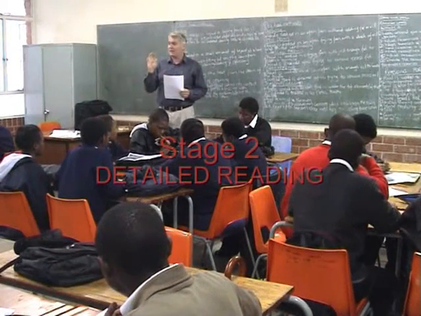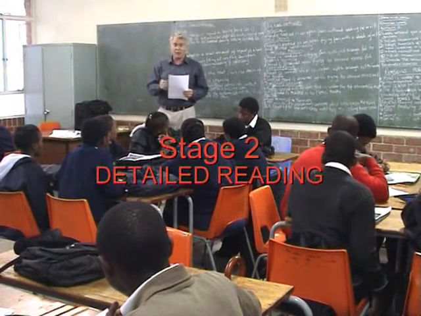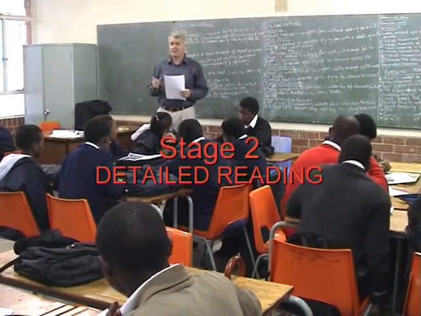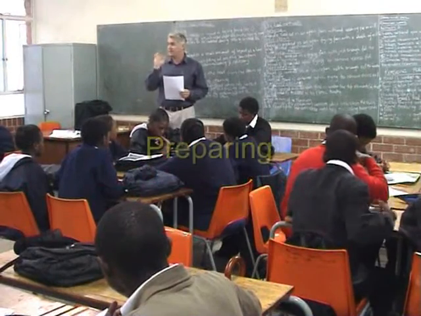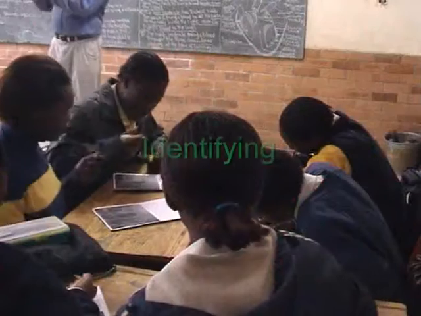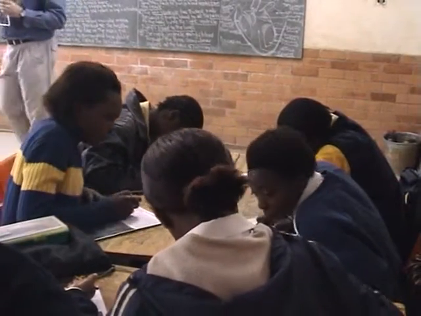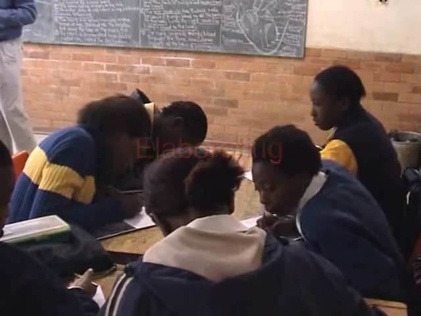In the next stage, the teacher guides students to read and understand the words of the text themselves through the teacher preparing, the students identifying and marking wordings, and the teacher then elaborating on the meaning of the marked words.